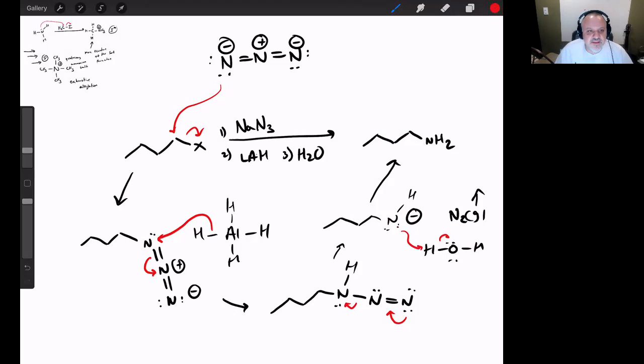And so this is a mechanism that I would expect you to know, along with the reactions that we've just discussed. But this will be it for the reactions of amines as far as new mechanisms are concerned.